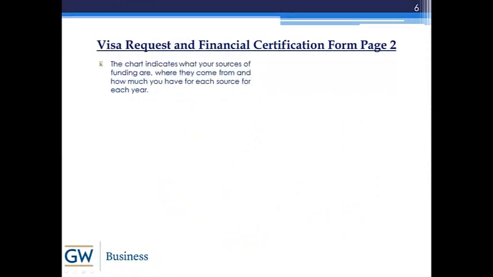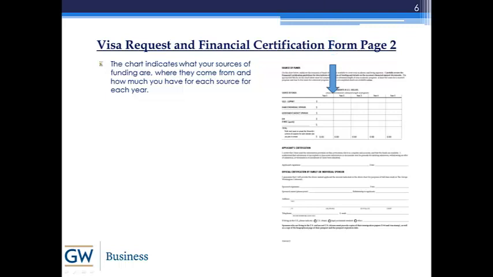In order to prove you have the financial means to pay for the cost of attendance at GWSB, you must provide the proper documentation depending on your funding source. The chart on page 2 indicates what your sources of funding are, where they come from, and how much you have available for each year of study in your program.